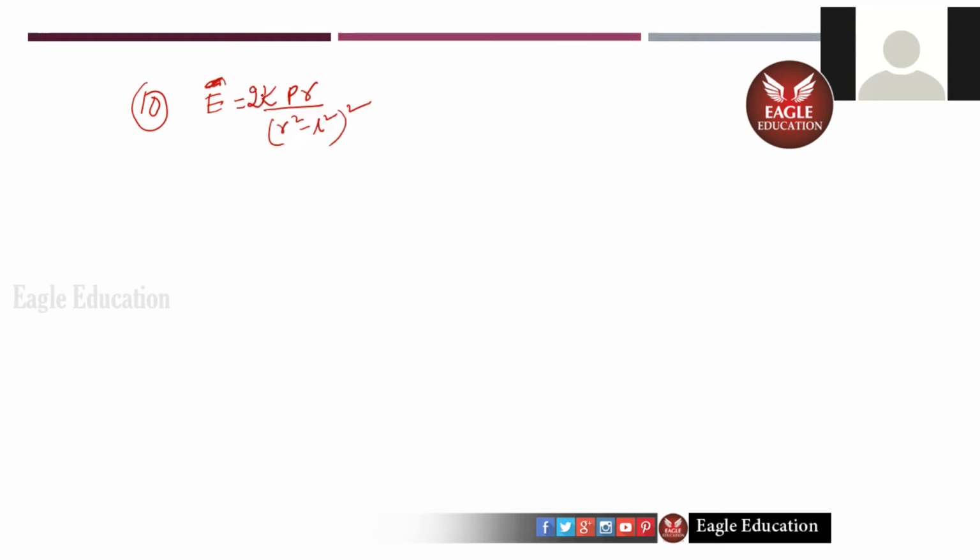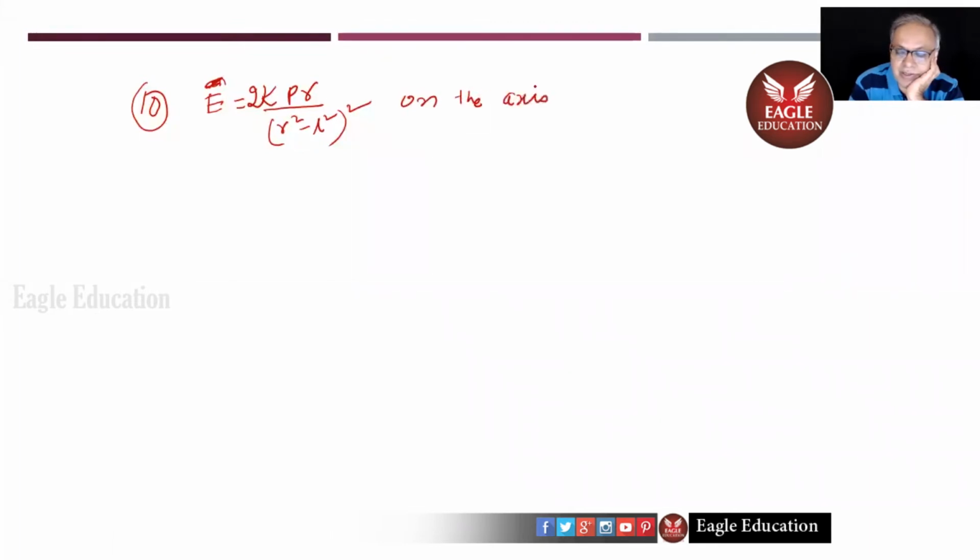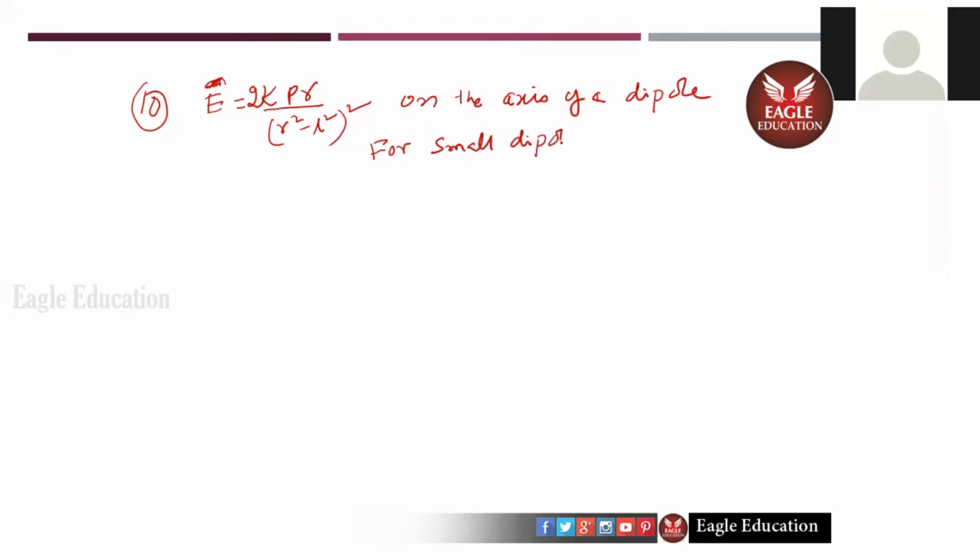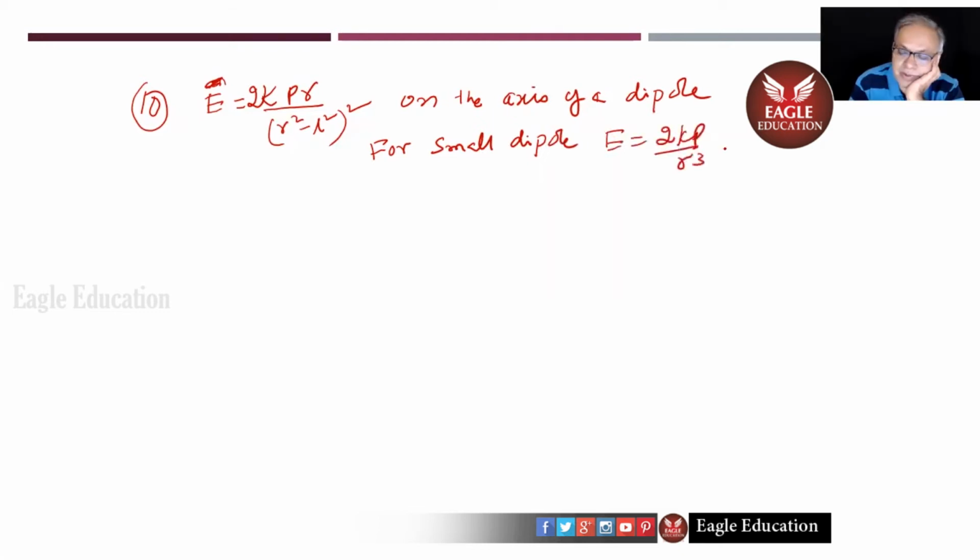Right. This is on the axis of a dipole. For a small dipole, tell me. 2 kp by r cube. Yes, E equals 2 kp by r cubed.